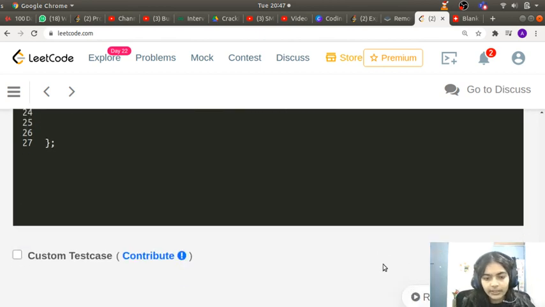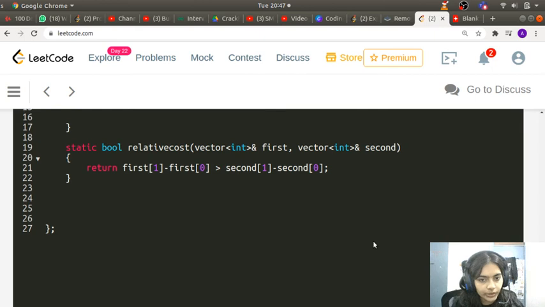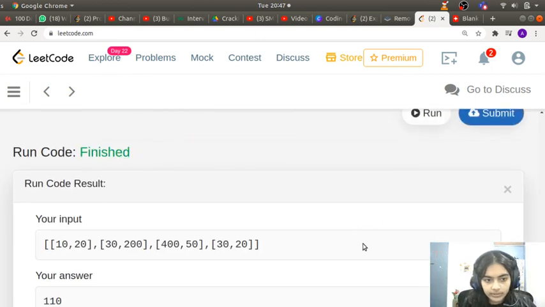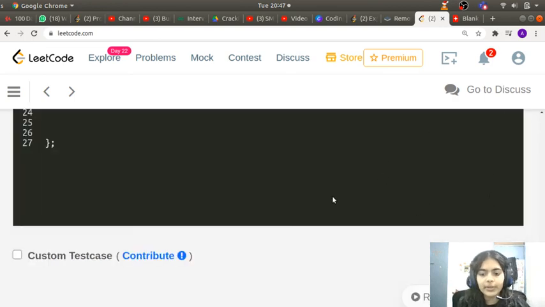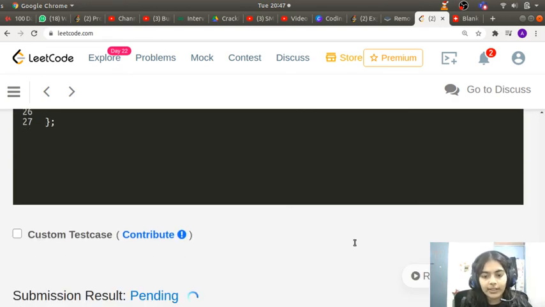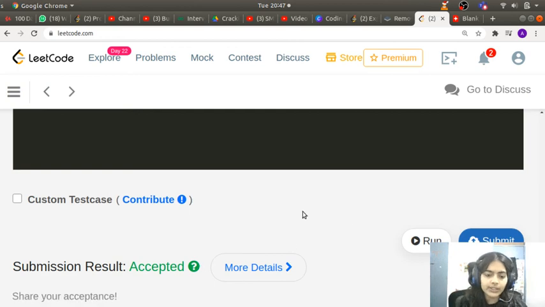So that's it. This is the approach that hopefully should work, and it's working for the first test case. So we will also submit and see if it's working for all the test cases. Yes, so it's an accepted solution.